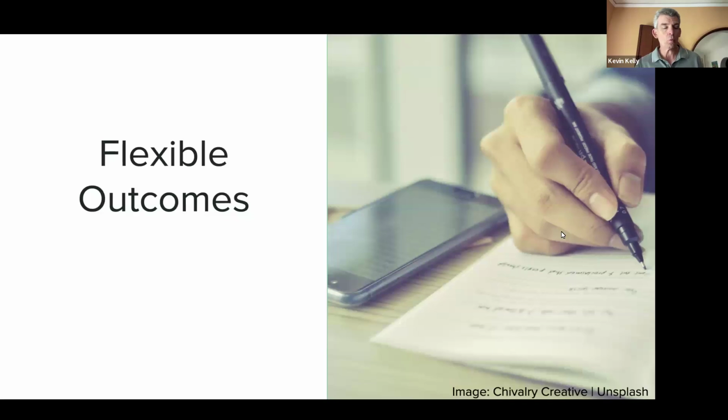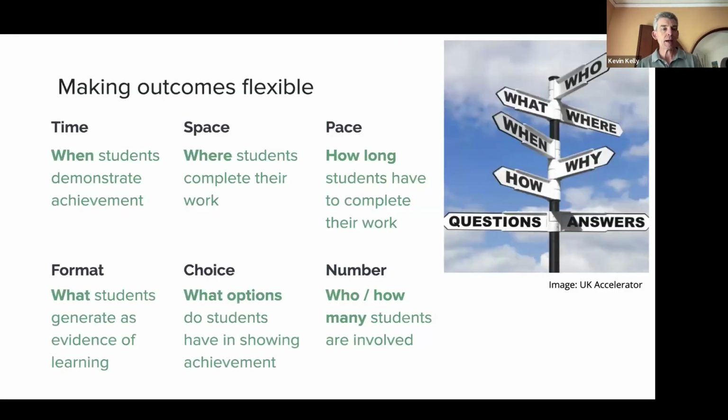So let's start with, what does it mean to make our outcomes more flexible? If we think about some of the limiting factors, the parameters that we squeeze into outcomes, we can look at different factors that we can maybe either remove or change so that we can increase the flexibility of our outcomes.